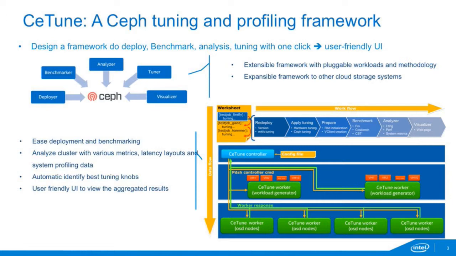The right bottom picture is about the entire flow of how CeTune works. We have a controller running on a single controller node. It will read the configuration file from a single file, and then use PDSH to distribute those configuration files to different CeTune workers. And then those workers can collect the needed metrics from the OSD node and the monitor, and then send them back to the controller for post-processing.